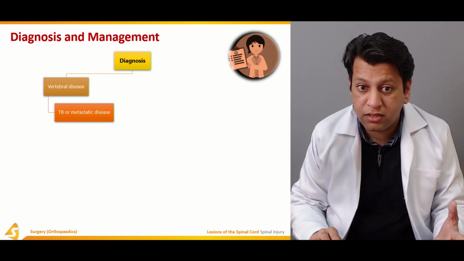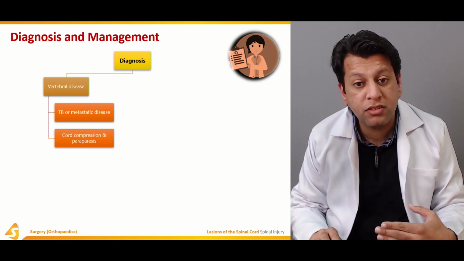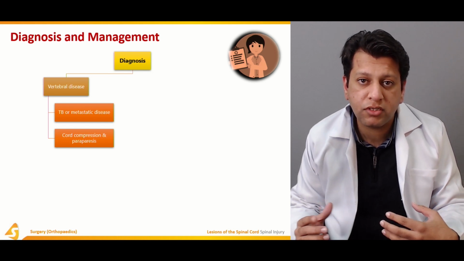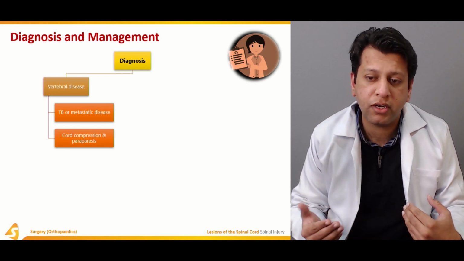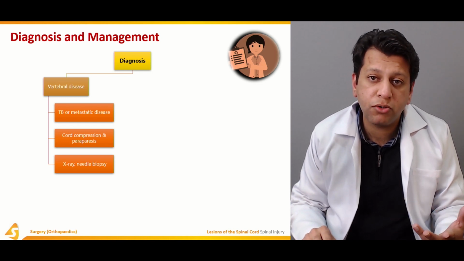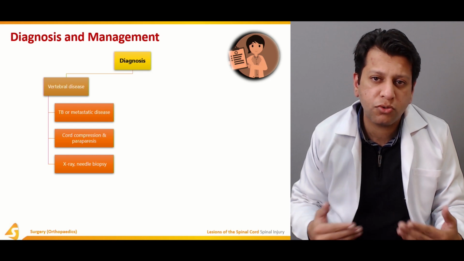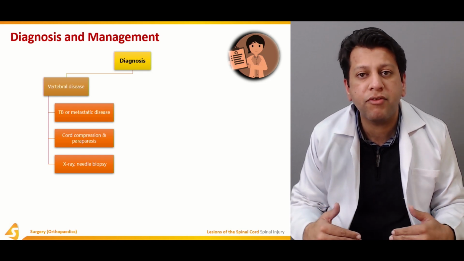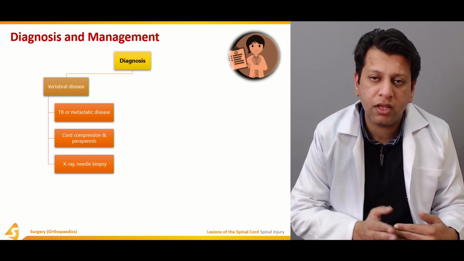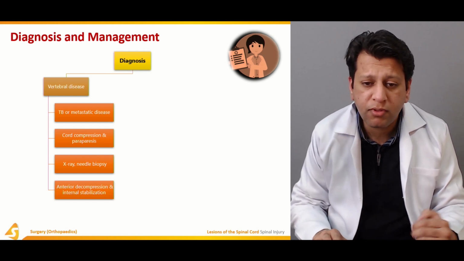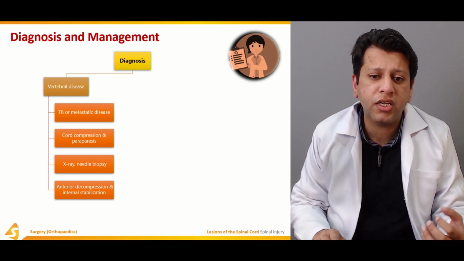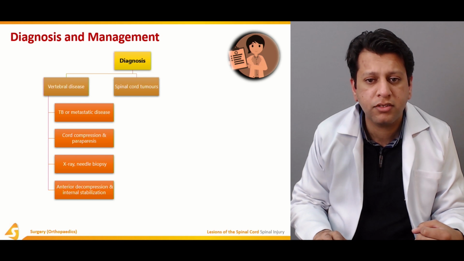So it could be either tuberculosis or metastatic disease. Usually once kyphosis occurs, this presents with cord compression-like symptoms. X-ray and needle biopsy may be required, but usually multiple other associated tests may have to be performed to rule out whether it's likely metastasis or likely tuberculosis. If it comes out to be tuberculosis, then usually the treatment of choice is anterior decompression and internal stabilization.